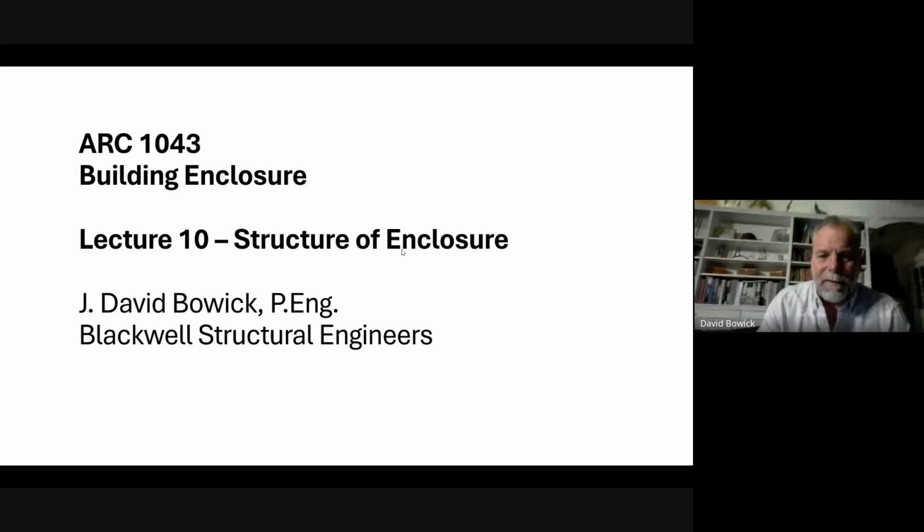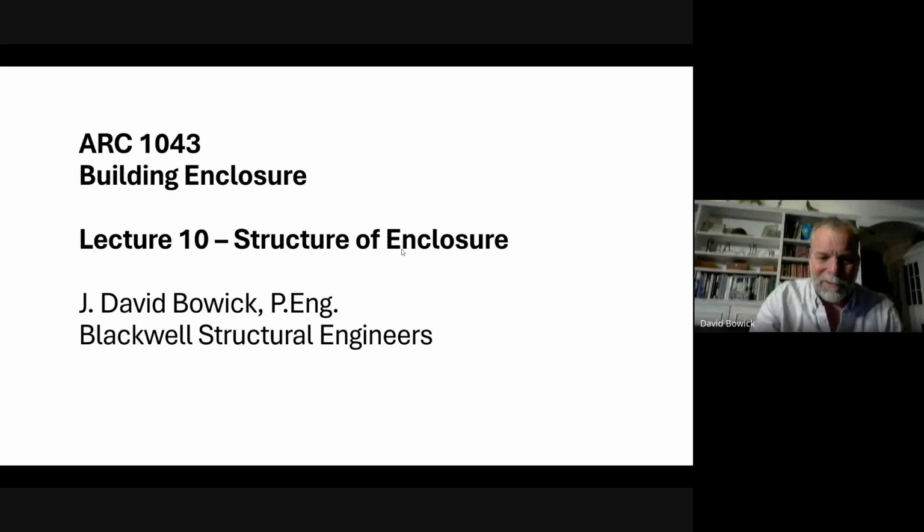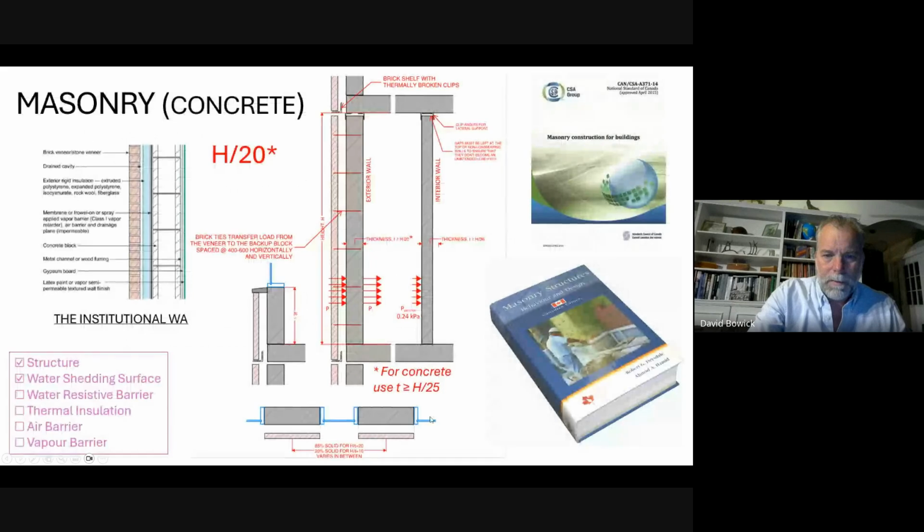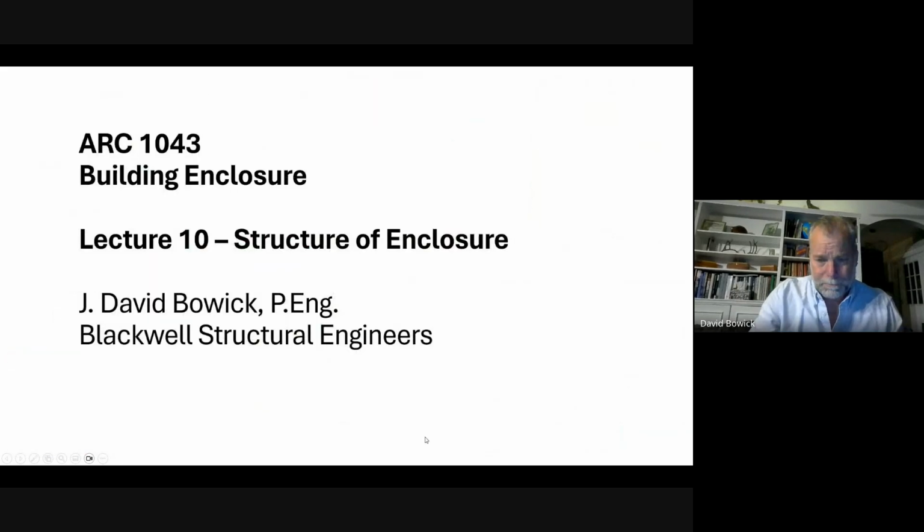Excellent. Okay, we're going to take another crack at the structure of enclosure. Great. Okay, so we've talked extensively about all of the various functions of your enclosure. And you'll recall that the major ones that we've covered are management of heat, management of water, management of vapor, management of air. Those are the four major environmental ones. And then we talked about some secondary ones.